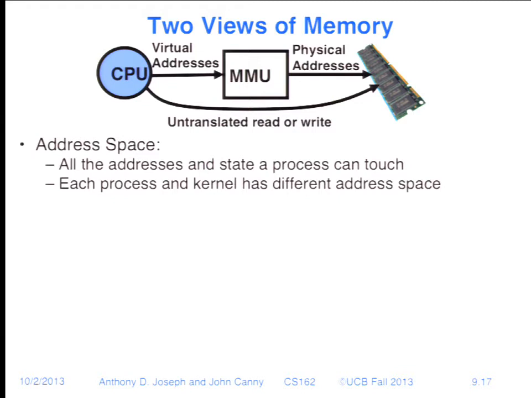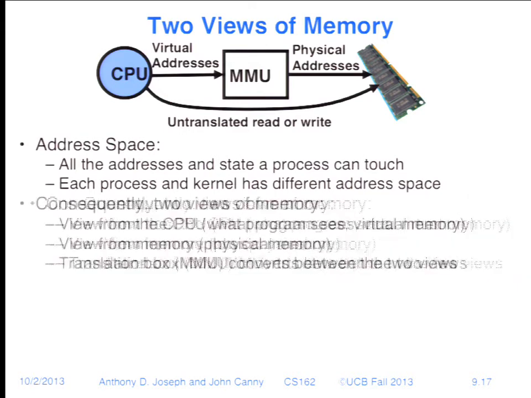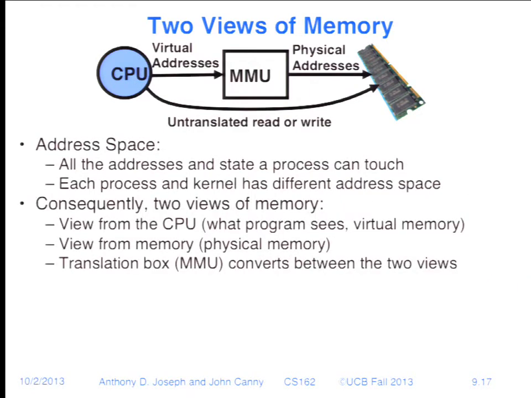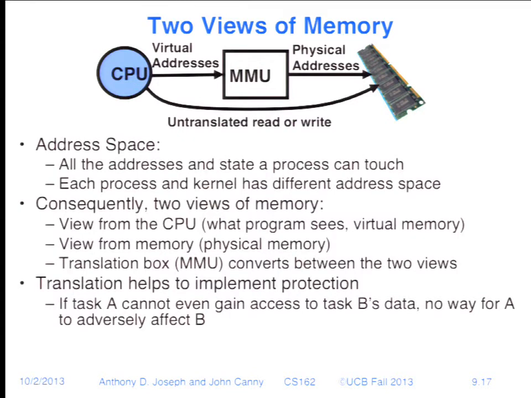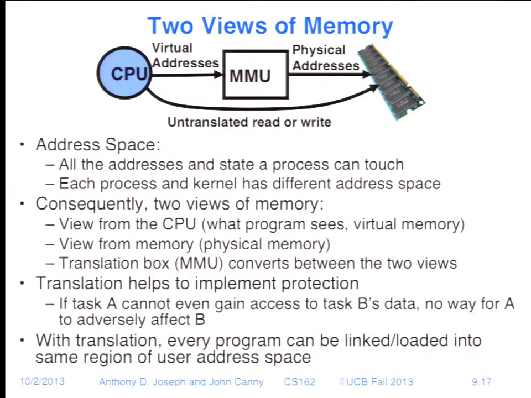All right. So the address space, you can talk about it on either side. It's the set of all the addresses that some entity can address. And for processes, they should be completely distinct, as we said. So we have these two views, one from the CPU and one from memory, and the MMU is the entity that translates between them. And translation, as we said, provides both this distinct view and also protection. Translation also allows programs to be linked and loaded into a contiguous block of actual physical space.